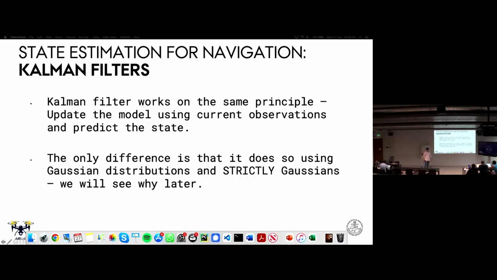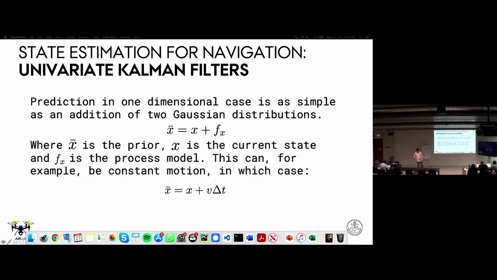Also, I should mention that the filter that I'm going to explain to you here is just the pure Kalman. It's not the extended Kalman filter. So this works only on kind of linear systems, right? I'll show you in a second, but yes, linear systems only. So prediction in the one-dimensional case of the Kalman filter is as simple as an addition of two Gaussian distributions.